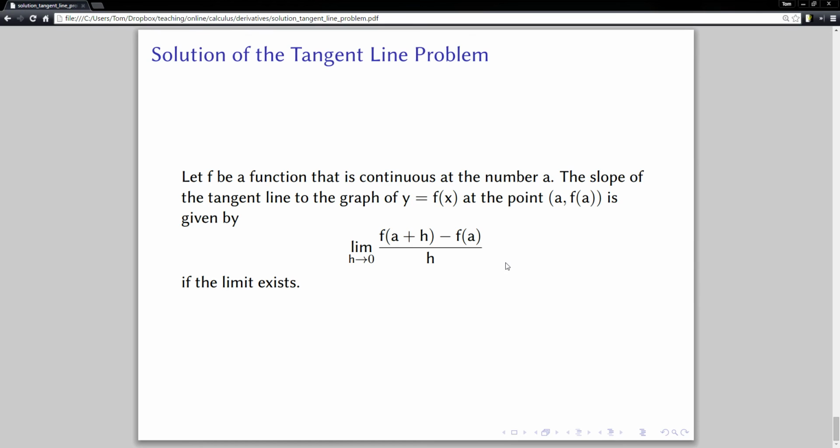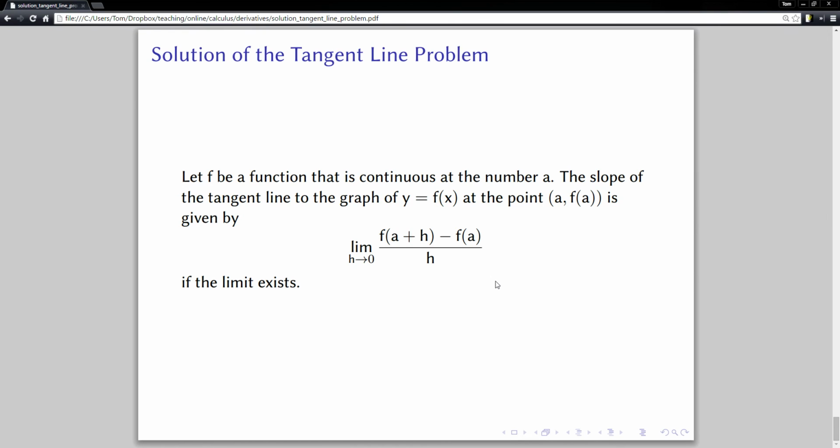So if f is a function continuous at a number a, the slope of the tangent line is going to be given by this formula here: the limit as h goes to 0 of f of a plus h minus f of a, all over h, if that limit exists. This will give us the slope of the tangent line, and it is the solution to the tangent line problem. We haven't really talked about why, in general, you would want to solve the tangent line problem. We will do that later on in later units, and talk about exactly why people were interested in solving this problem.